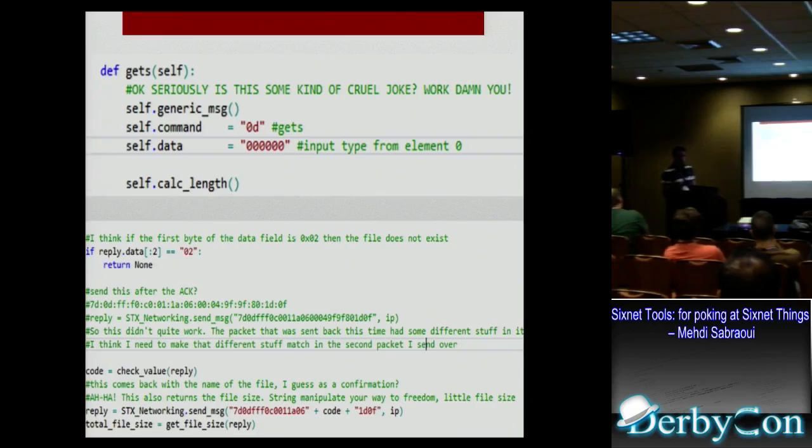Let's go back. I don't know if you guys can see it back there. Down here, that series of hexadecimal characters, that is what a Sixnet packet looks like. It's all embedded in the data field of the UDP packet. So I was tearing my hair out trying to figure out what all those numbers mean.